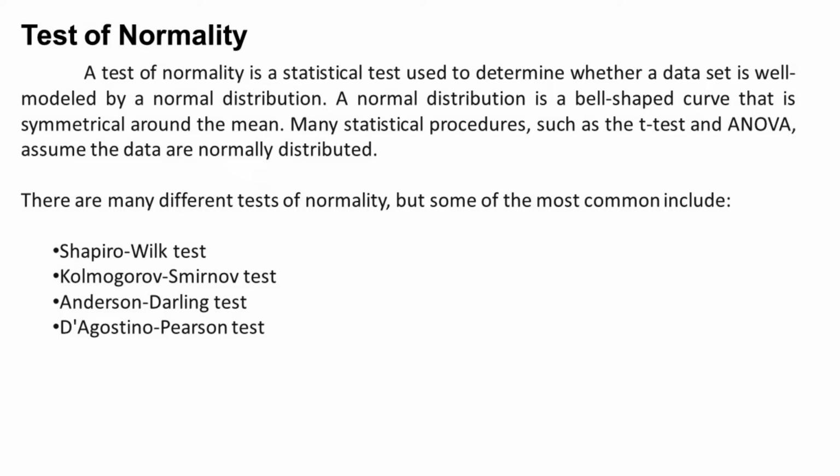A test of normality is a statistical test used to determine whether a data set is well modeled by a normal distribution. A normal distribution is a bell-shaped curve that is symmetrical around the mean. Many statistical procedures, such as the t-test and ANOVA, assume the data are normally distributed. So, we often check this assumption before using the said tests.